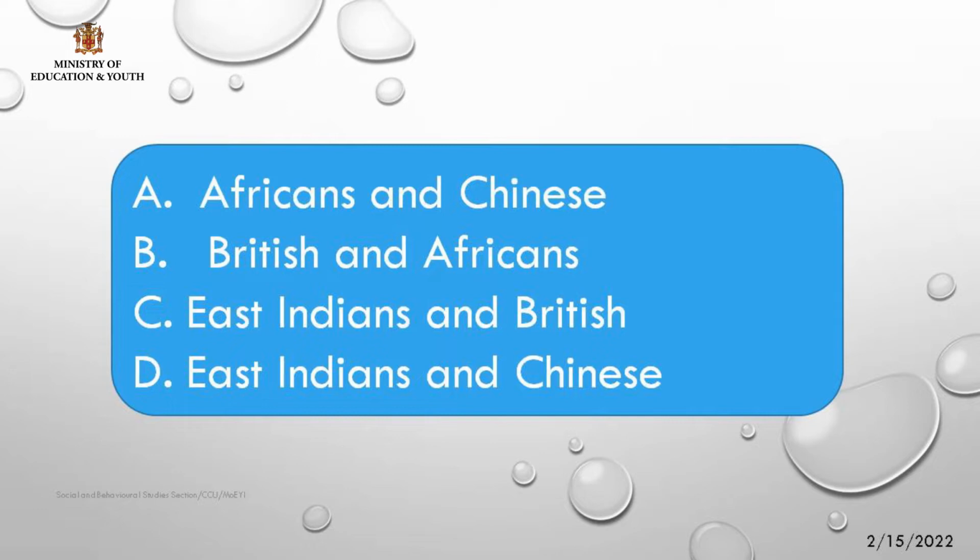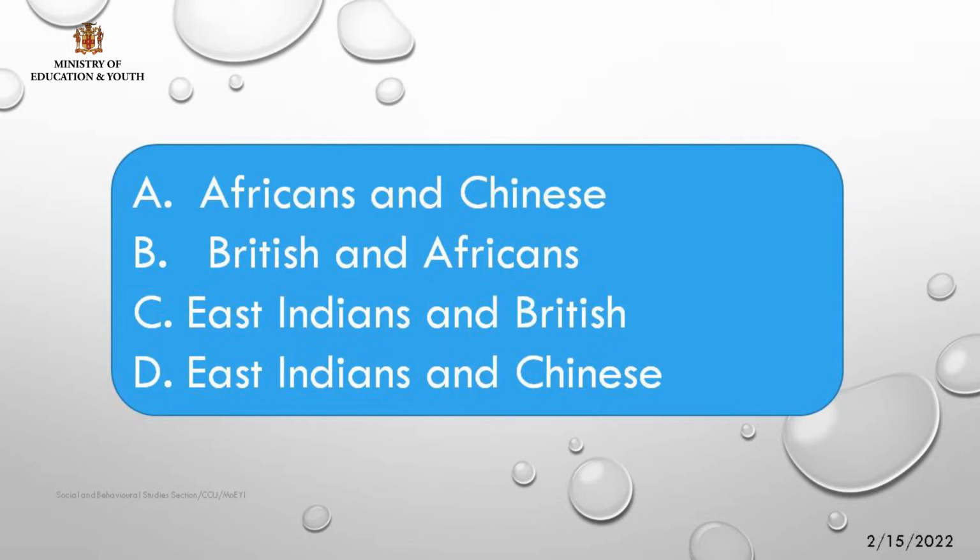Let's take a look at option C, East Indians and British. As far as we know and can recall, the location of the British were, as discussed, and identified that they were located above the continent of Africa. So, that's not the answer, is it?